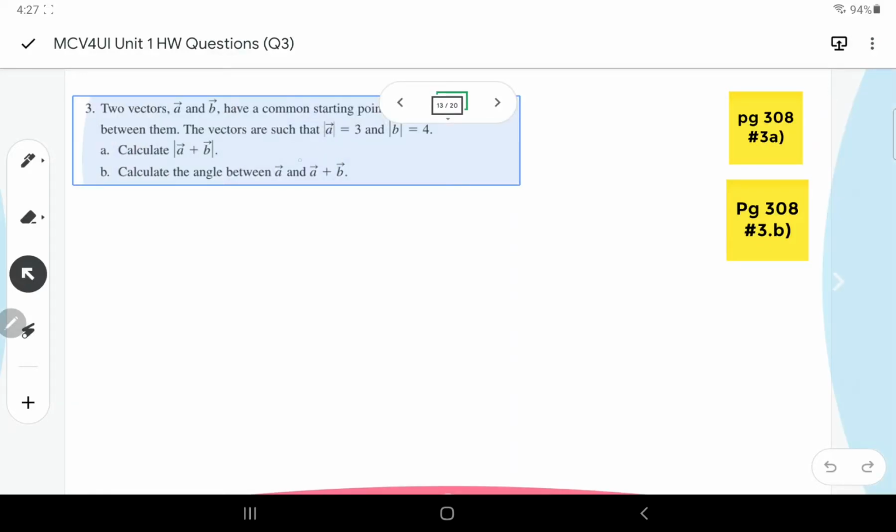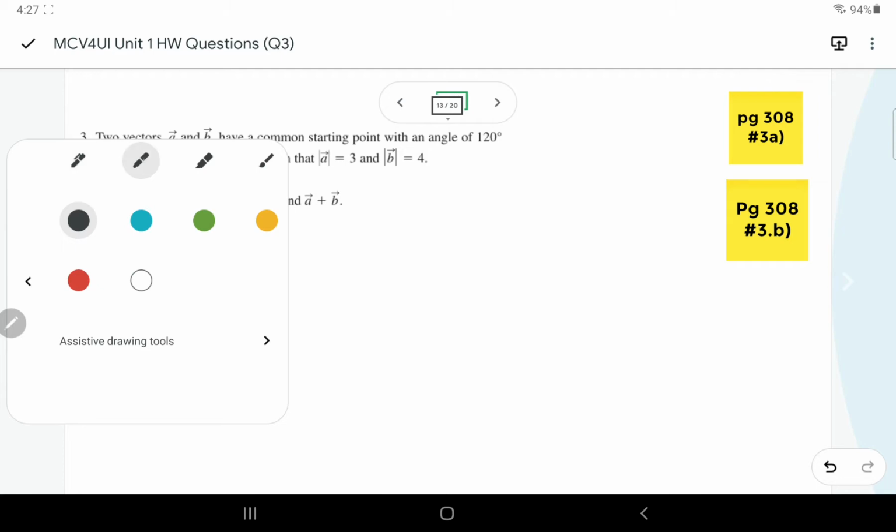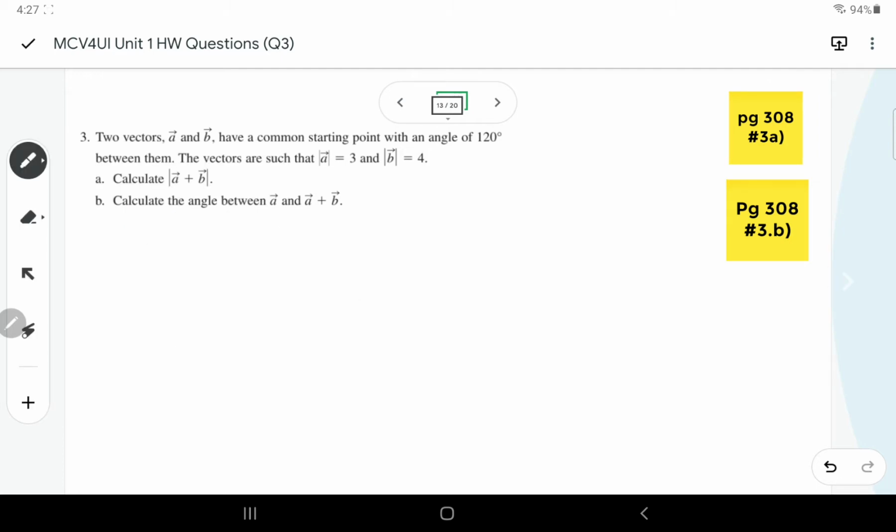The homework questions that were asked from the mid-chapter review. So the first one here is question 3, and we have two vectors with an angle of 120 degrees between them. The magnitude of A is 3 and the magnitude of B is 4. So maybe something like that. And we know that that's 120.